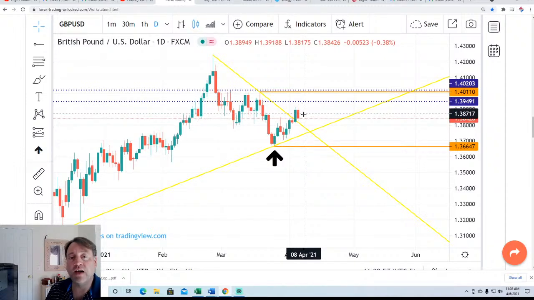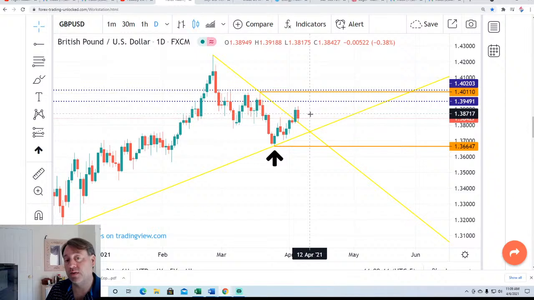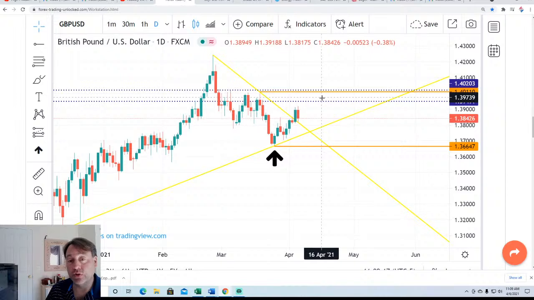Remember, the higher oil goes, the better it is for the Australian dollar, the British pound, the worse it is for the Japanese yen, the better it is for Canada, any oil producing countries. So should we get a big spike, and especially get oil above $70 a barrel towards $75, I would bet dollars to donuts that we're going to see another surge in buying pressure to the upside with the pound US dollar.